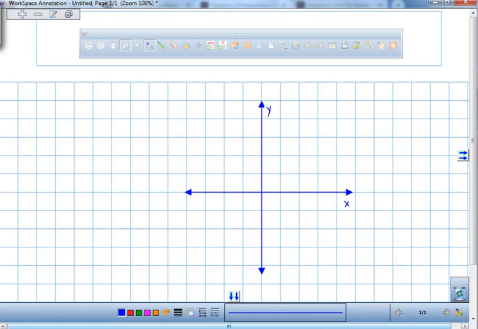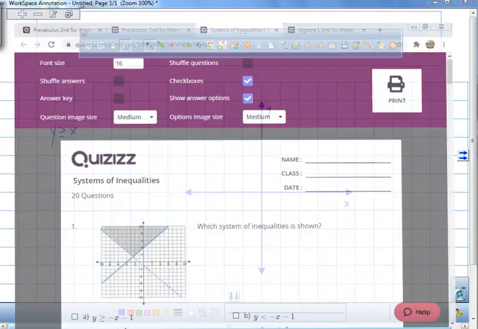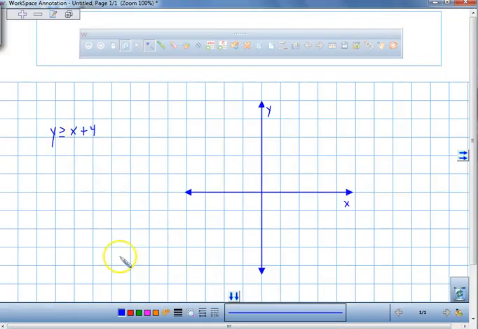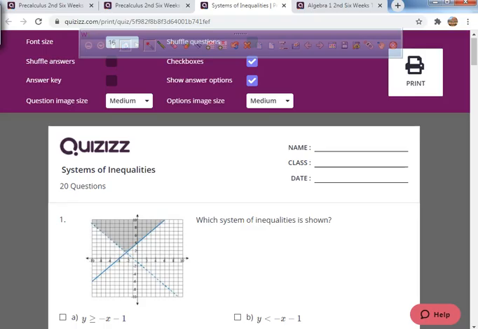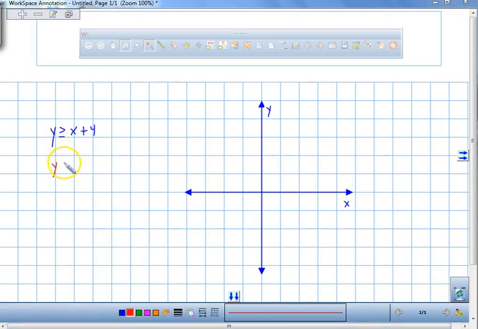We're going to take a look at the problem real quick. So for one of them right now, I want you guys to write y is greater than or equal to x plus 4. And the other one I want you to write is y is greater than negative x minus 1. So these are the two I'd like you to put into your journal. We're going to talk about how to interpret this, okay?